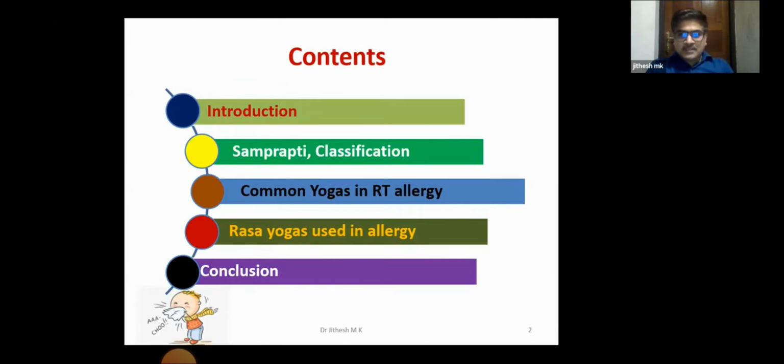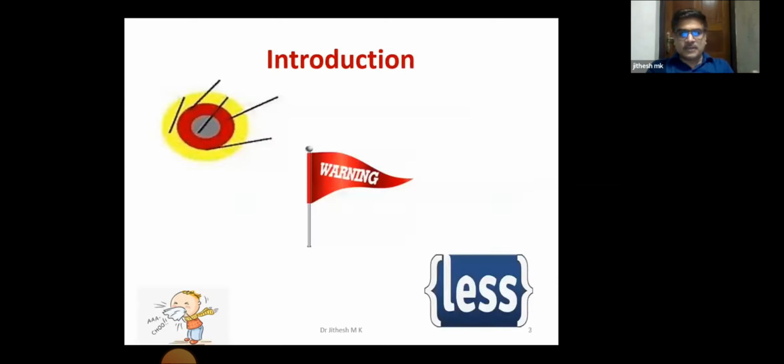So my today's paper consists of just an introduction regarding the respiratory disorders as well as their samprapti and classification. Definitely, it is not a theoretical perspective. How the classification should be done based on practical aspects, and how a practitioner should approach the Shwasa Yogas. That's the main area of my focus, and some critical analysis of some of the common yogas in respiratory tract allergy as well as infection, then some of the rasa yogas if needed, and then conclusion.